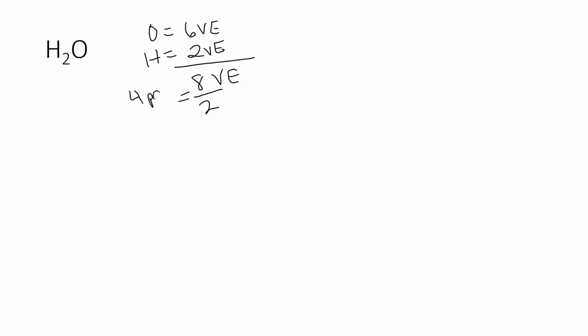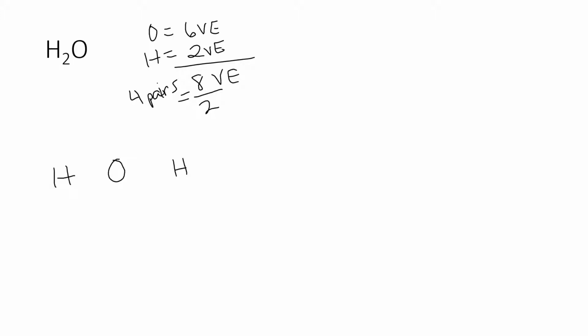So now we're going to talk about water. Oxygen has 6 valence electrons. Hydrogen has 2, and there are 2 of them. So that's a total of 8 valence electrons, which means 4 pairs to go around. Oxygen will be our central atom because hydrogen can never be the central atom, since it can never have an octet. So the hydrogens are going to go on the outside and surround the oxygen.